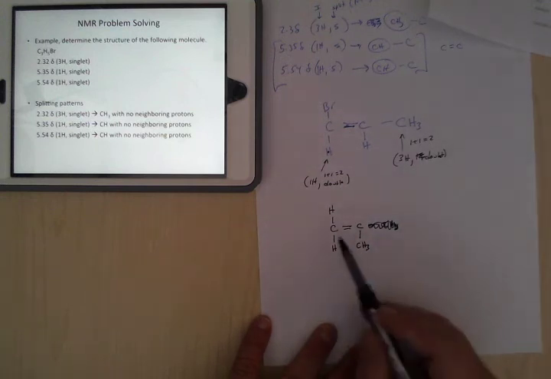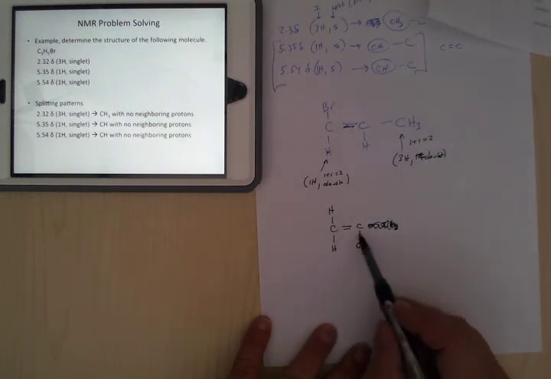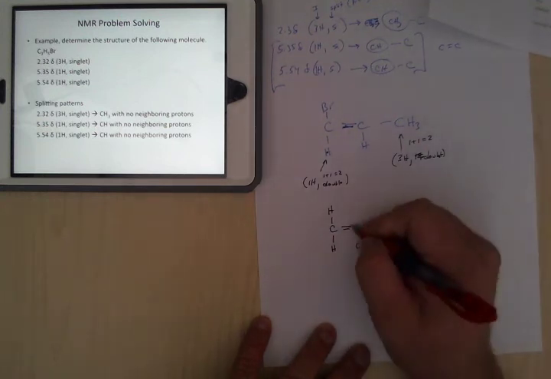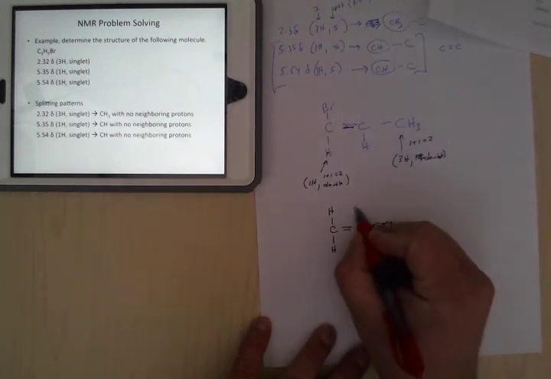This carbon here has its 1, 2, 3, 4 bonds. This CH3 has its 1. And then this guy here has the bromine. It's missing one, so the bromine would go here.